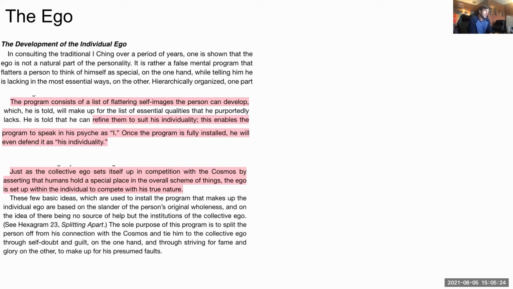These few basic ideas, which are used to install the program that makes up the individual ego, are based on the slander of the person's original wholeness and on the idea of there being no source of help but the institutions of the collective ego. The sole purpose of this program is to split the person off from his connection with the cosmos and tie him to the collective ego through self-doubt and guilt on the one hand, and through striving for fame and glory on the other, to make up for his presumed faults.